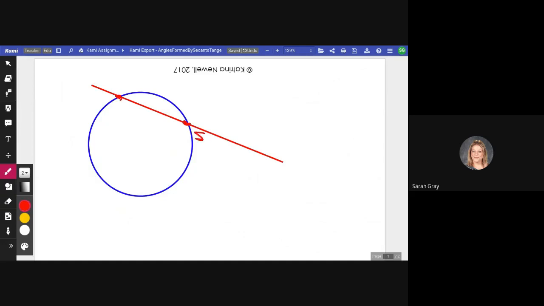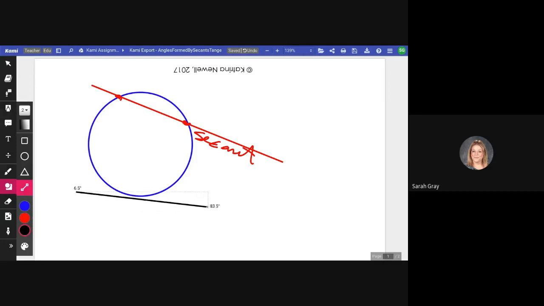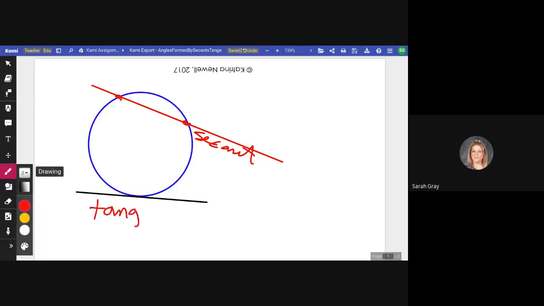So this is a secant. And then the tangent line is going to be something more like this, where it just touches. So a tangent doesn't intersect the circle except for that one tiny point, as a secant intersects the circle in 2 places.